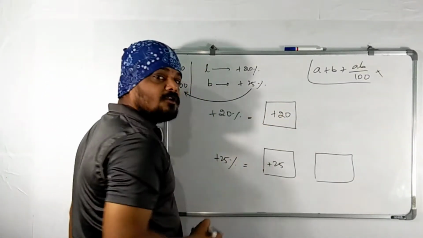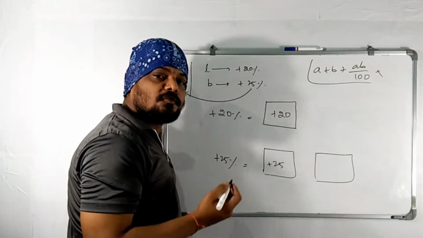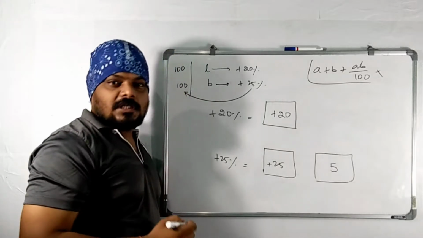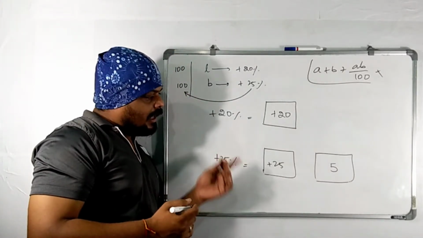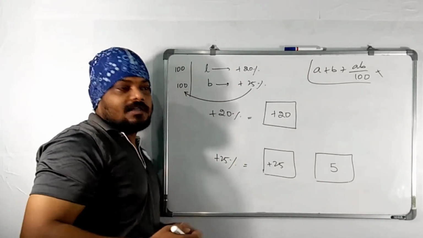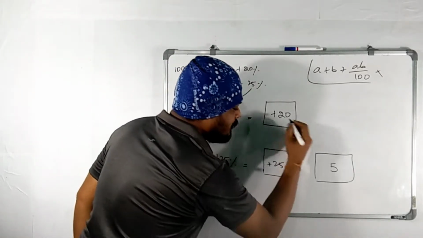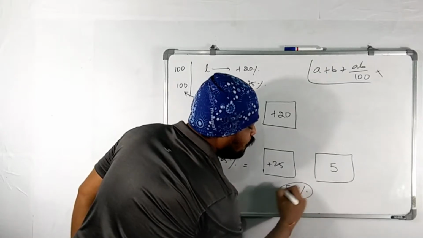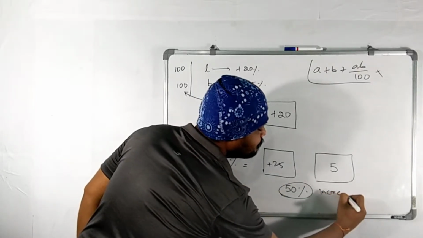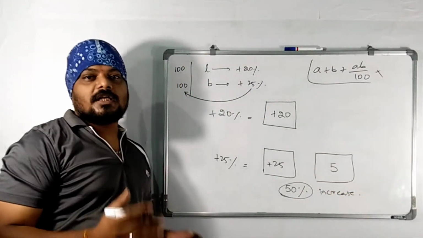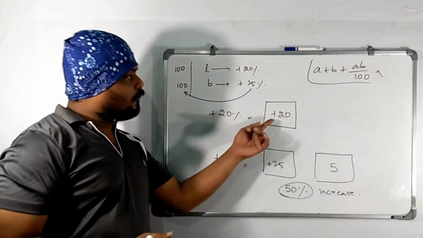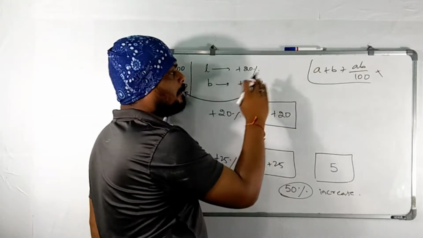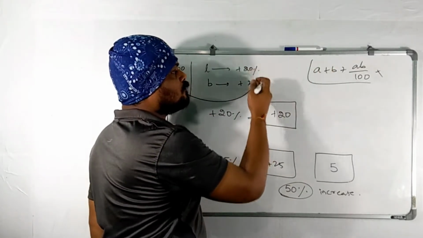So 25 percentage of 20 is what? 25 percentage of 20 is 5 units. After adding all this, you will get directly the answer. The answer is 25 plus 20, 45, 45 plus 5 is 50 units. 50 percentage overall increase.